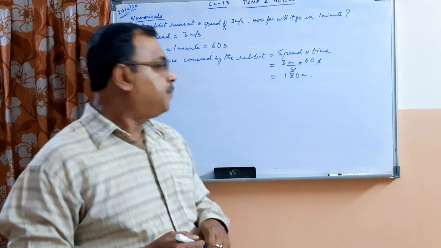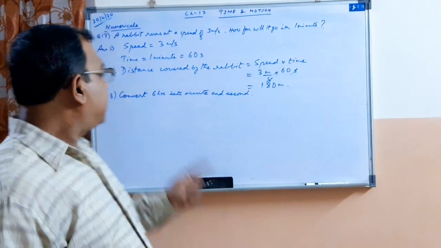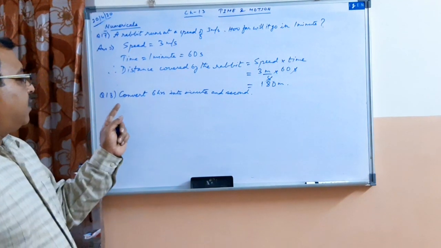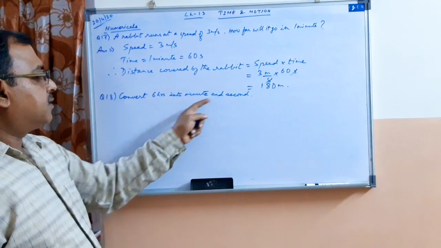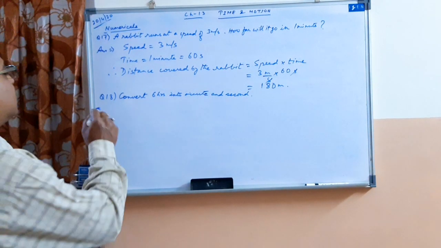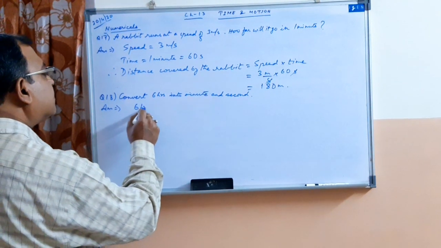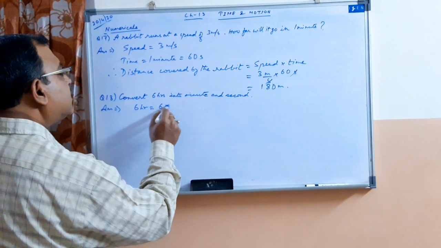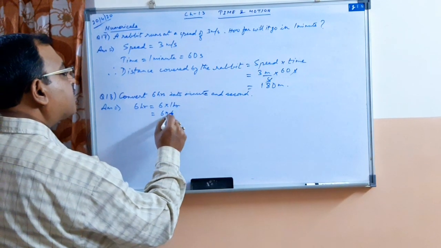Next, we go to the third numerical. Okay children, here comes the third numerical regarding time. Convert 6 hours into minute and second. So here is the answer. 6 hour is equal to 6 into 1 hour. That is 6 into 1 hour is 60 minutes.